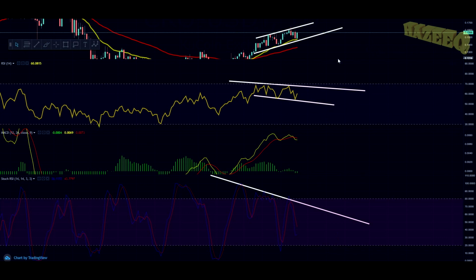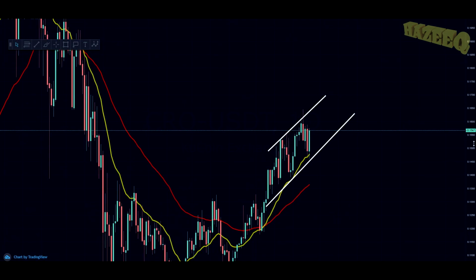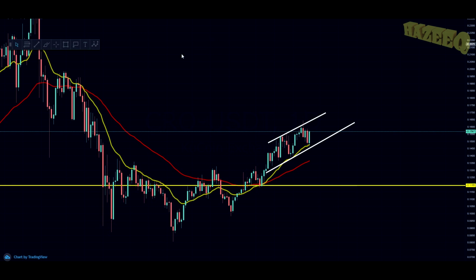But the downtrend on the RSI is a nice indicator because we are in this upward channel on the daily chart, as you can see. But we may just fall back down, and I am going to give you some nice support levels over here to buy back into CRO, guys, because we may start correcting and you do want to have your levels on.